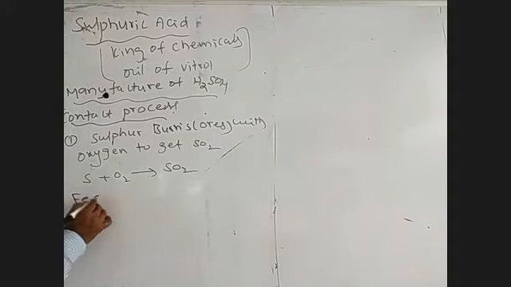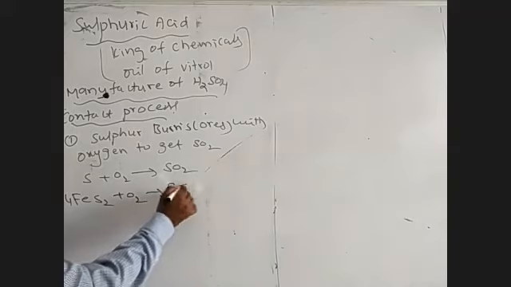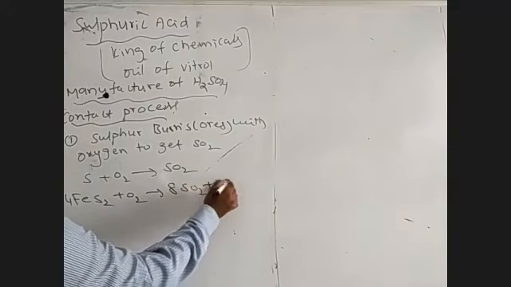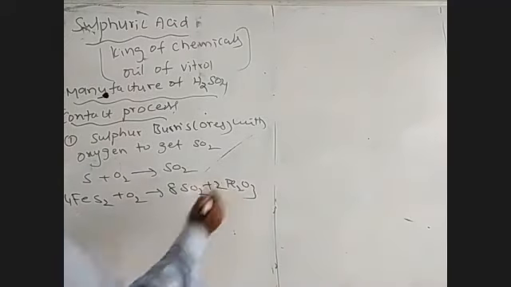We take the compound FeS2, iron sulfide, and burn it with oxygen to produce SO2. Fe2O3 is also produced. 2Fe2O3. SO2 can be produced.